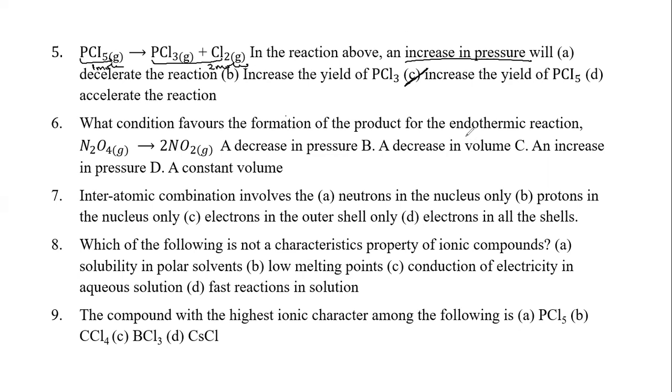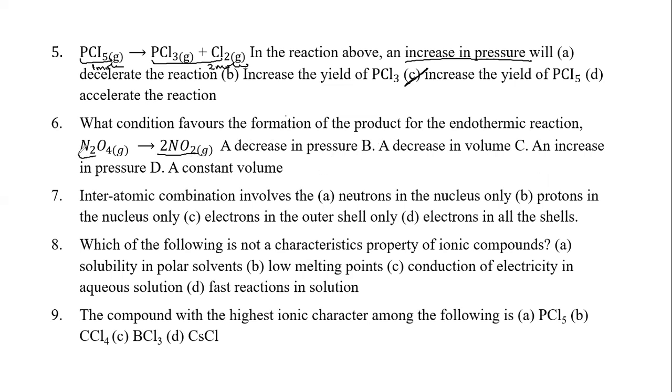All right. Question number 6. What condition favors the formation of the product for the endothermic reaction? So here is the side of the product. A, decrease in pressure, C, decrease in volume, and increase in temperature at constant volume. No temperature there, okay? So we are talking about pressure.